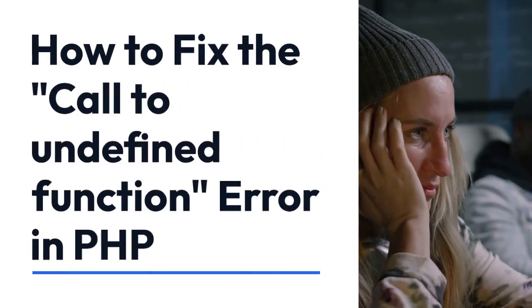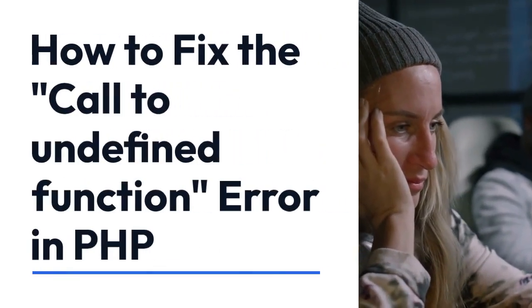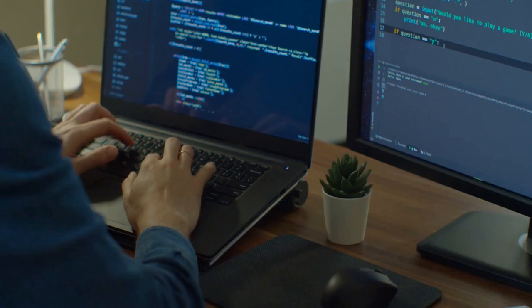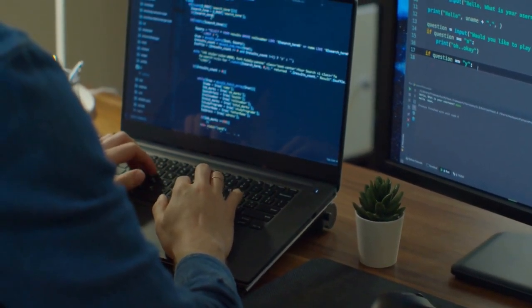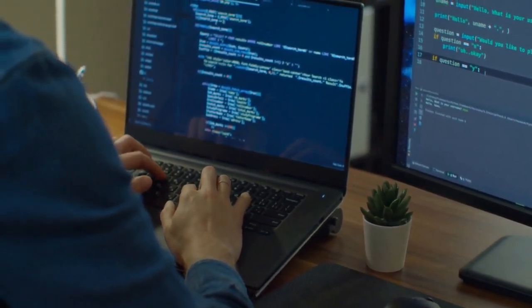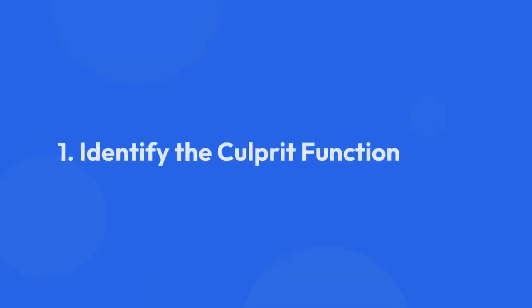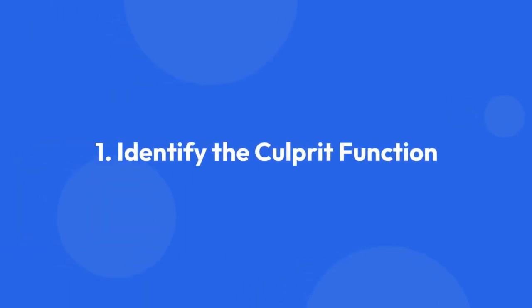We're explaining how to fix the call to undefined function error in your PHP comment display code. This error happens when your PHP script tries to use a function that doesn't exist or hasn't been properly included. Let's troubleshoot this common problem step by step. 1. Identify the culprit function.